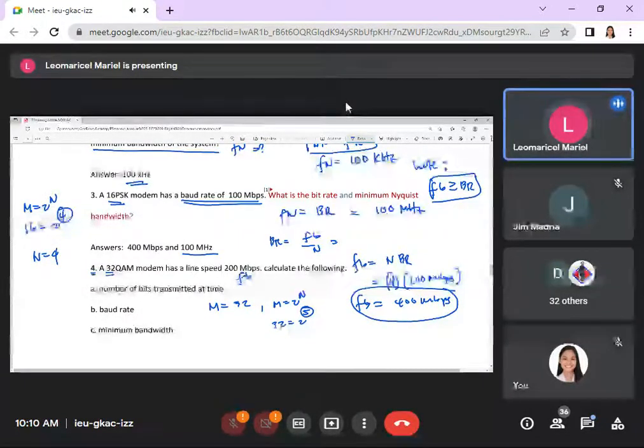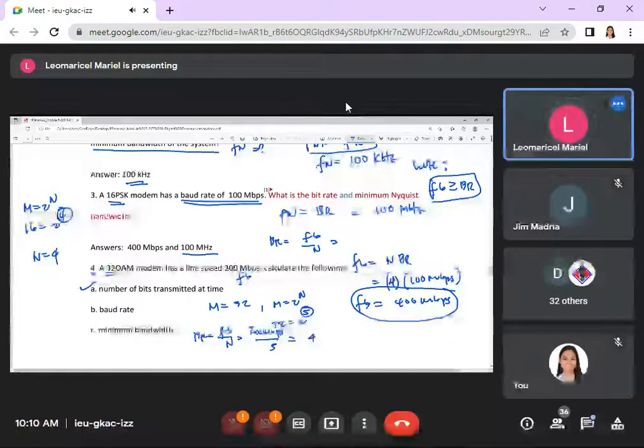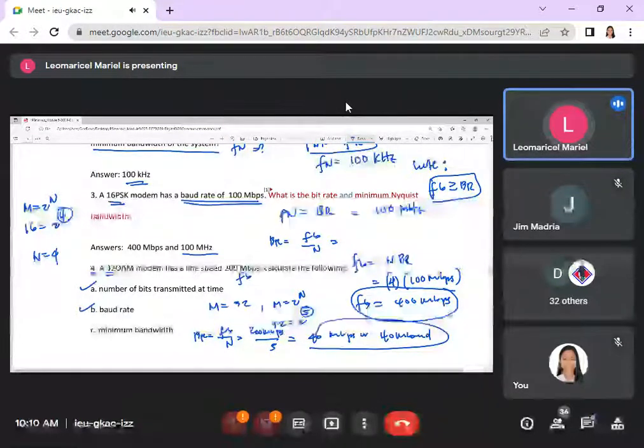Okay? 5 yan. Ano yung baud rate? So sabi natin, baud rate is equals to input bit rate over the N. So since sabi natin that is 5 from the M-ary coding, so you have 200 Mbps all over 5. So the answer will be 40 Mbps or 40 megabaud. Okay? So that is the answer. And 5 is the answer.